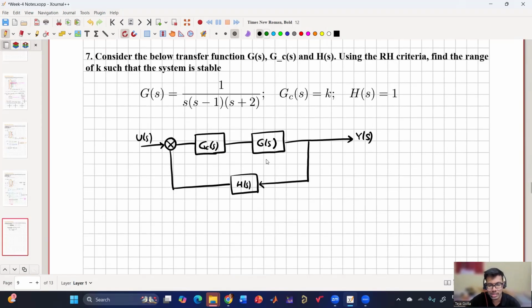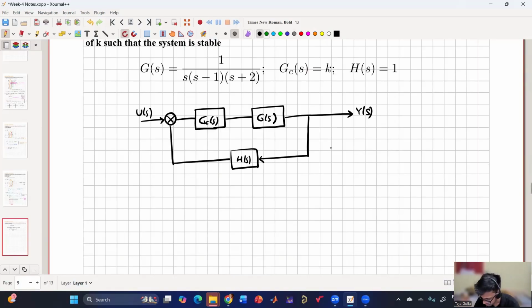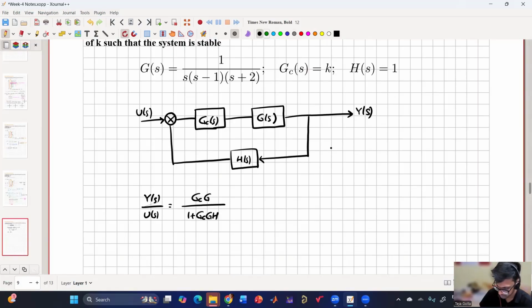So, what will be the characteristic equation? It is s(s minus 1)(s plus 2). We have to calculate the closed loop. So Y(s) by U(s), which is Gc into G by 1 plus Gc G H, right?